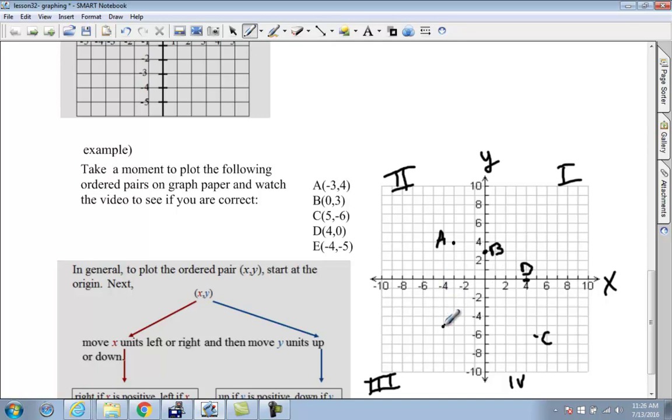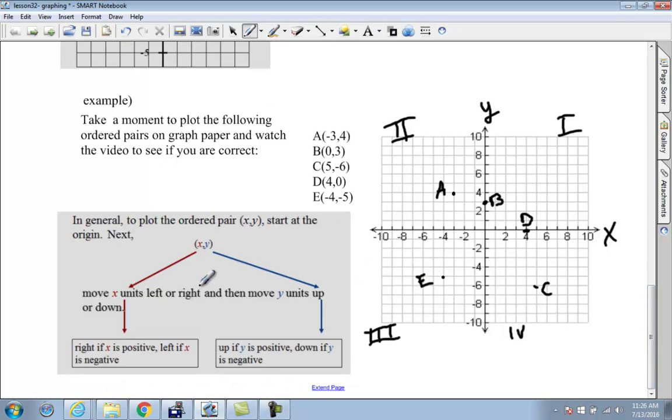Now, believe it or not, some of you may be thinking this is too easy for you, but some people have problems plotting points. So you want to make sure you're comfortable with that before we go any further. So I just have a general recipe here. In general, when you're plotting the point x, y, you're going to move x units left or right, depending on the sign, and then move y units up or down, depending on the sign. So if x is positive, right; if x is negative, left. So that's just a little side note there for you.